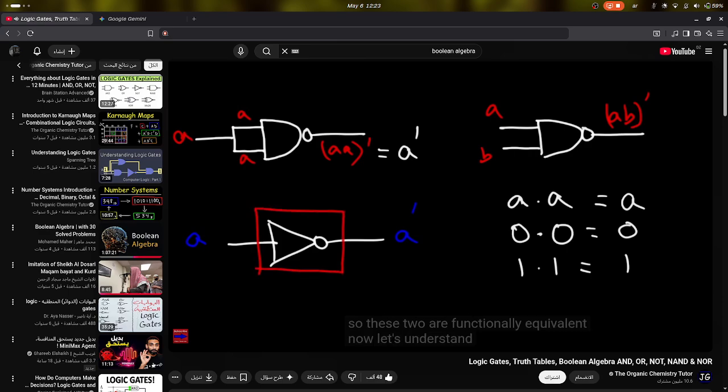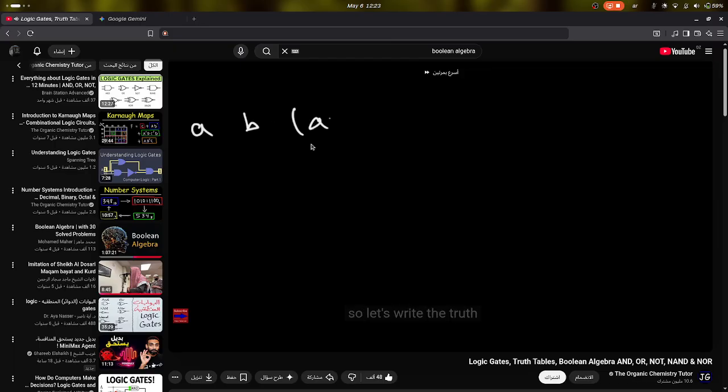Now, let's understand how this works using a truth table. So let's write the truth table of a NAND gate.